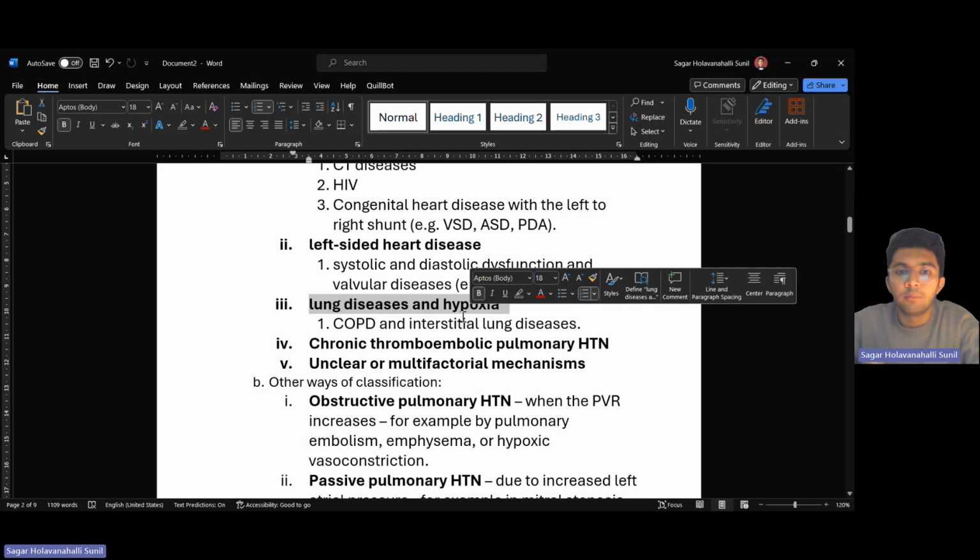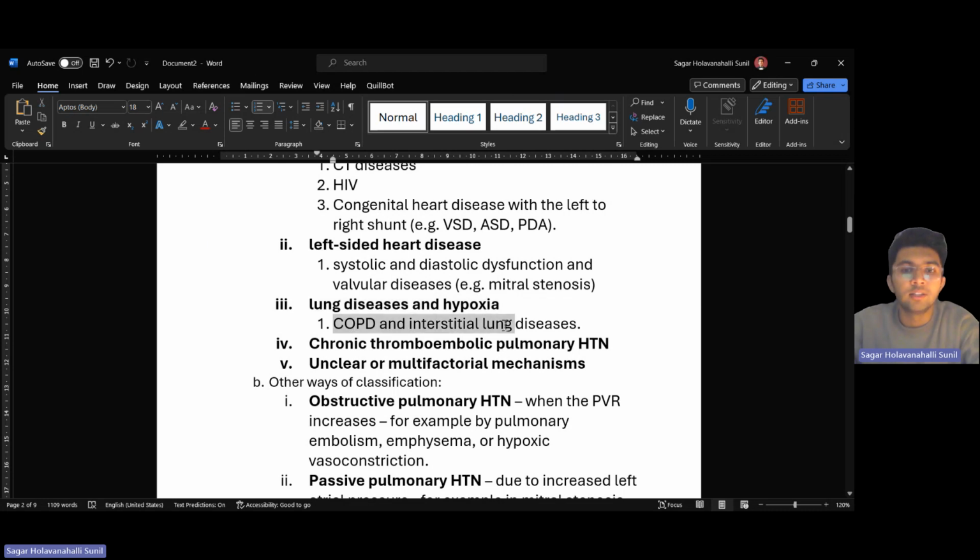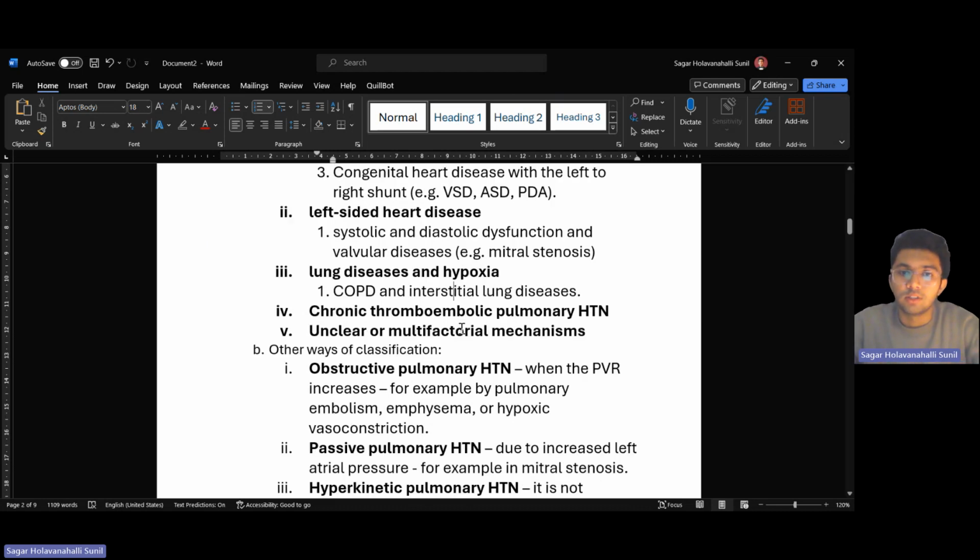Lung diseases and hypoxia, for example, COPD, interstitial lung diseases. If I have to explain it in the most basic sense, there will be damage to the alveoli, to the septa, right? And that will damage the vasculature. If you're going to damage the vasculature, then there's going to be decreased cross-sectional area, right? Because now you have fewer vessels supplying the lungs, and that will again cause pulmonary hypertension.